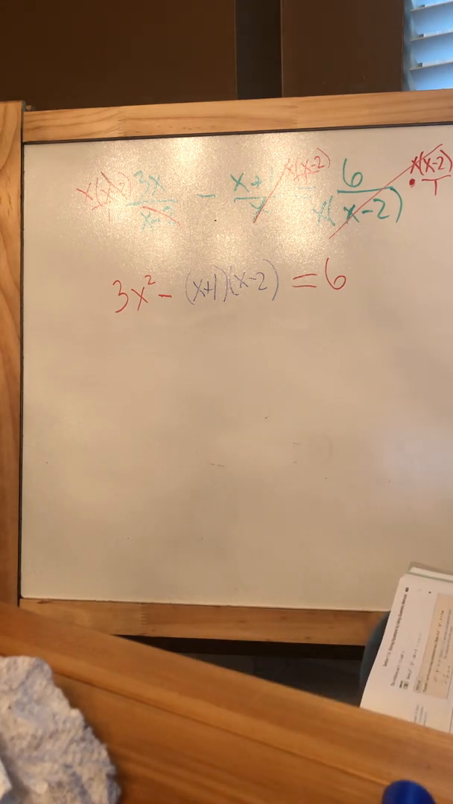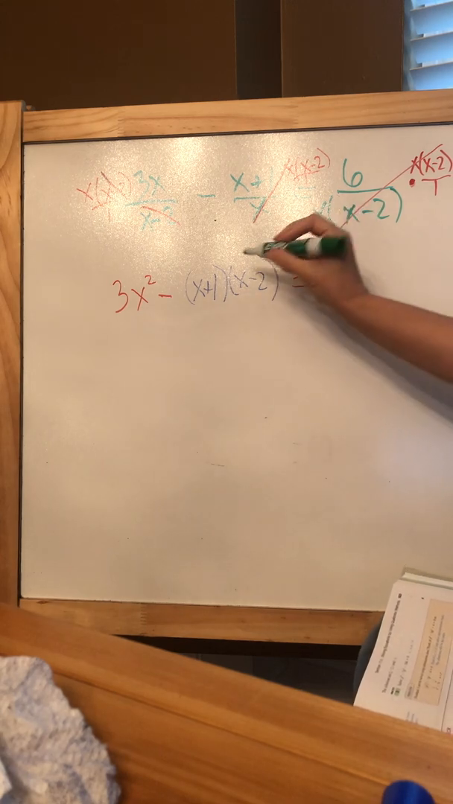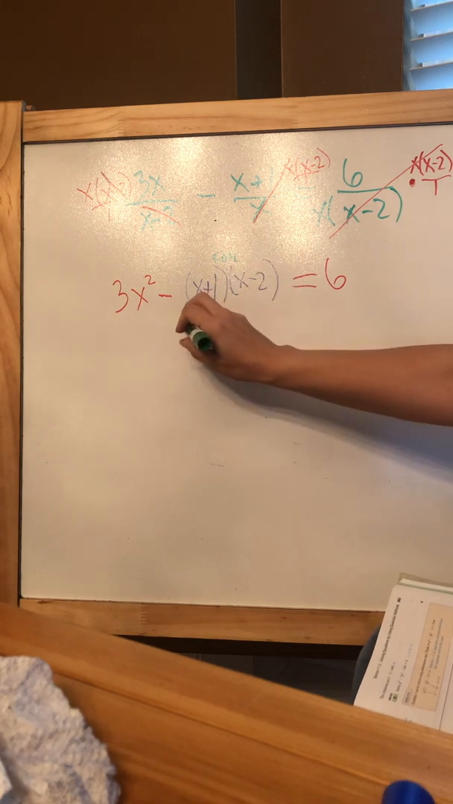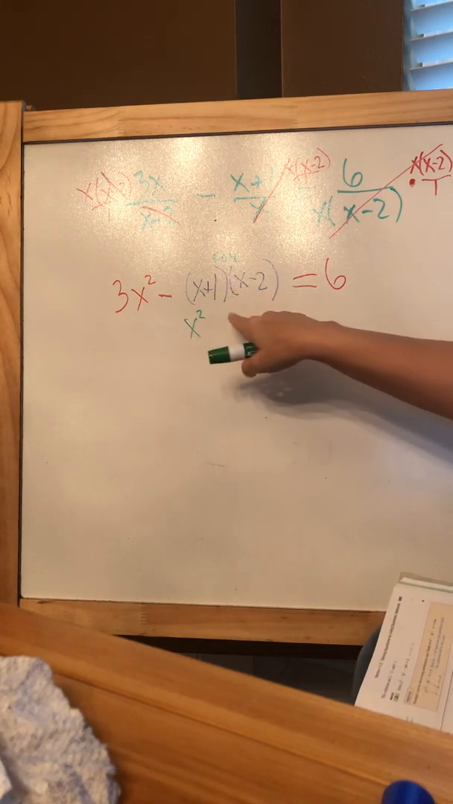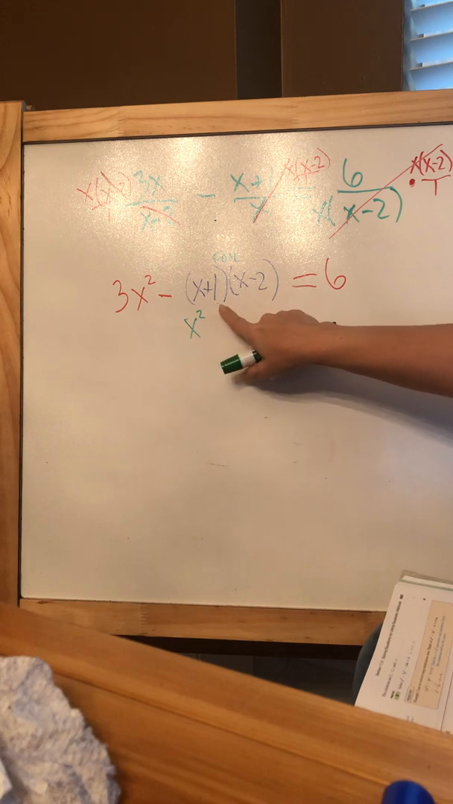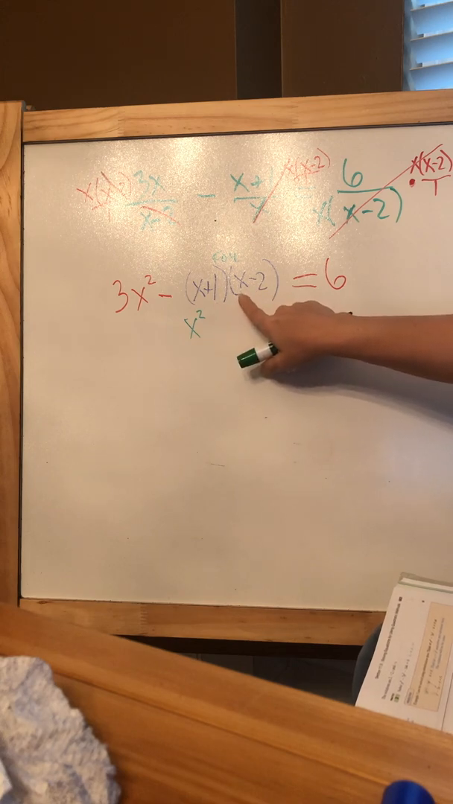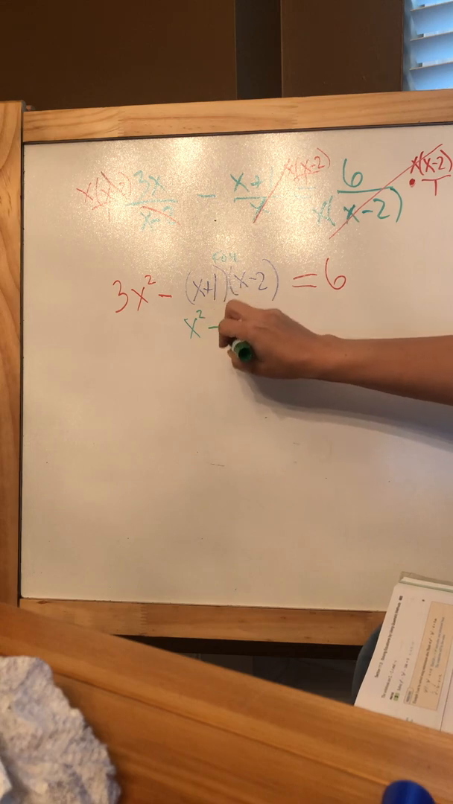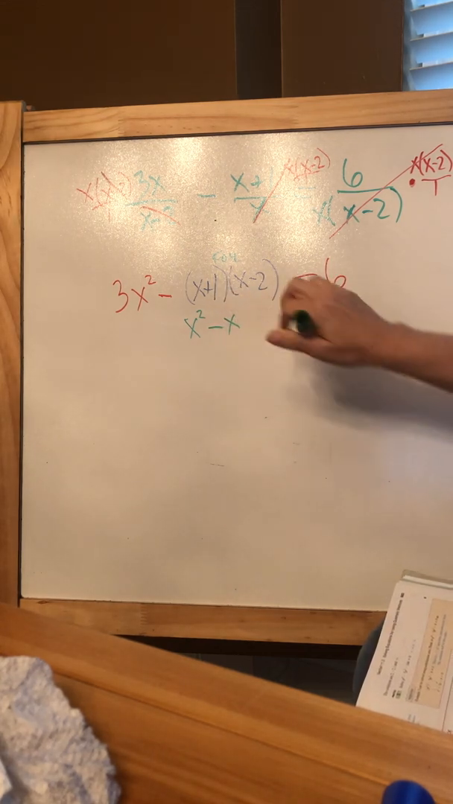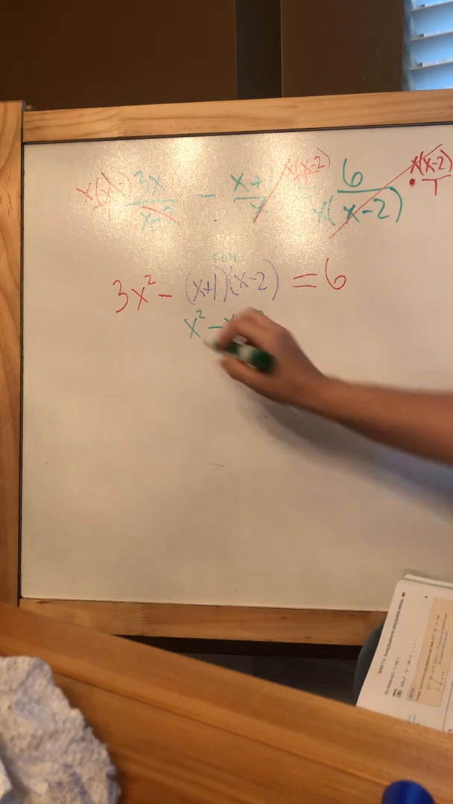All right. The next thing we're going to do is FOIL this little section right here. So we have x squared first. Our outside is minus 2x and our inside is positive 1x. So we have just minus x. And our last is going to give us negative 2. Okay.